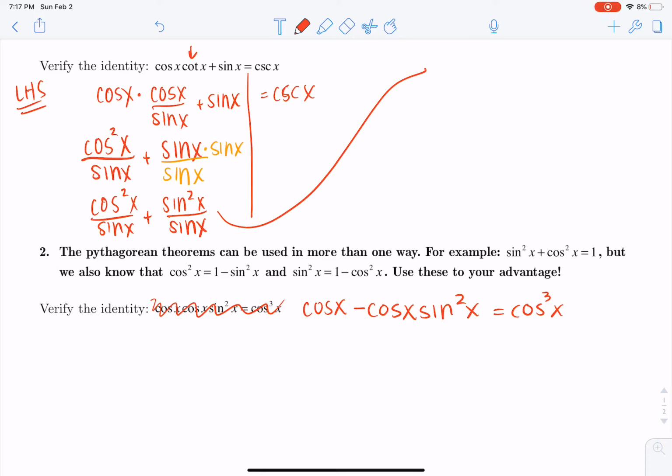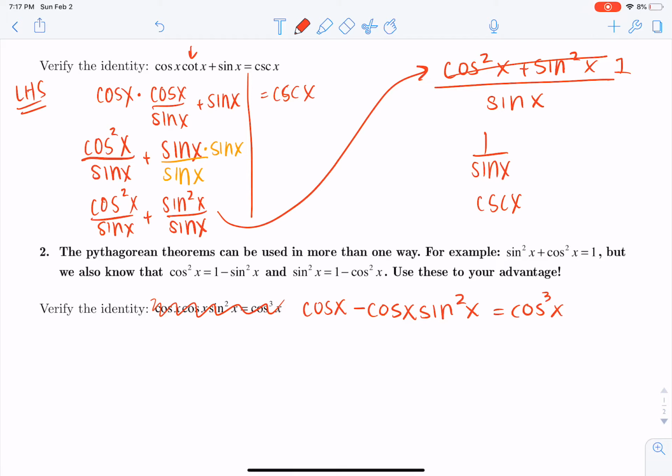And I'm just going to move over here for the sake of space. So I end up with cosine squared x plus sine squared x all over sine of x. And I know from my Pythagorean theorem identities that we derived in the previous lesson, cosine squared x plus sine squared x is actually just equal to 1. So I'm left with 1 over sine x, which I know is the same as cosecant of x. So I started with everything that was on the left-hand side, and I ended up finally arriving at the right-hand side of my identity.